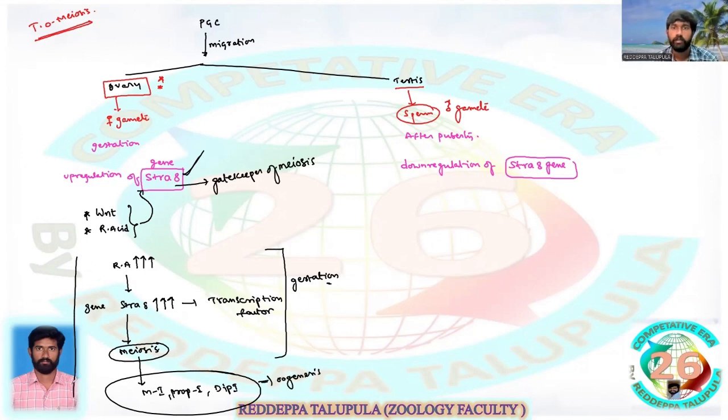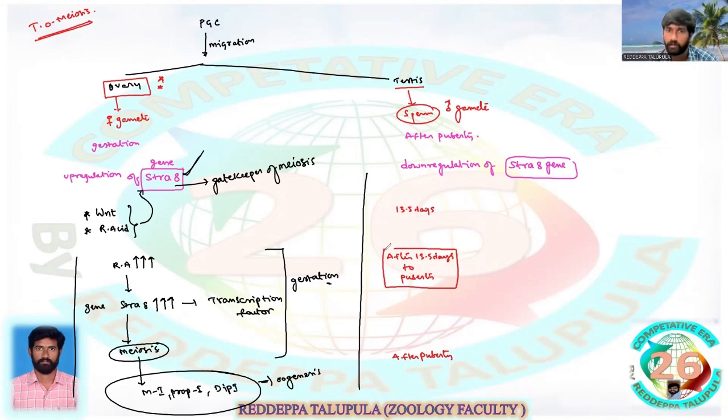Okay, this is the pathway. If we talk about the testis, it is totally different when we compare the mechanisms involved in the ovary and the testis. In the testis, first there are 13.5 days, then from 13.5 days to puberty, which is a special case, and after puberty, there will be three stages based on the timings.